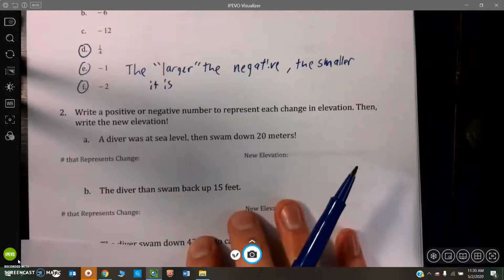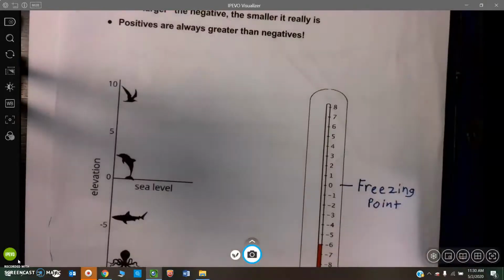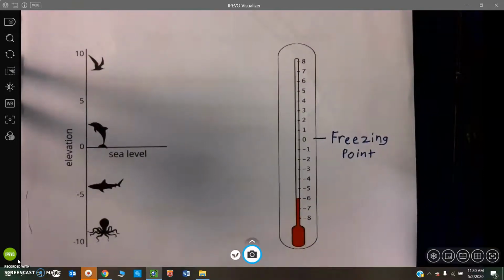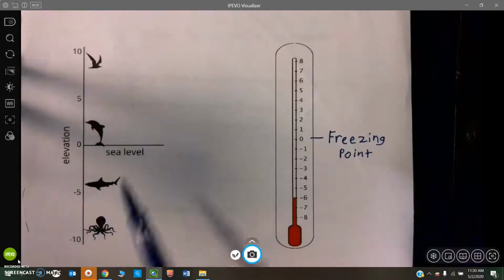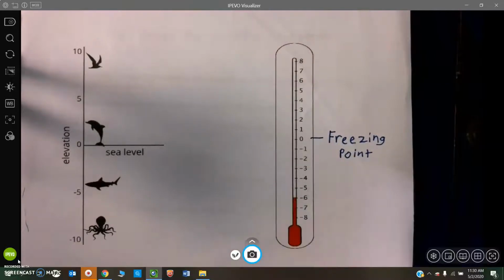All right. So now, write a positive or negative number to represent each change in elevation, and then write the new elevation. So, a diver was at sea level. So, before we move on, let's look at these 2 number lines, okay? So, oftentimes when we talk about negative numbers, we are talking about them in context. So, 2 common ways that we talk about negative numbers is in terms of elevation, how high or low something on the planet is, or we talk about temperature. So this one is talking about elevation.